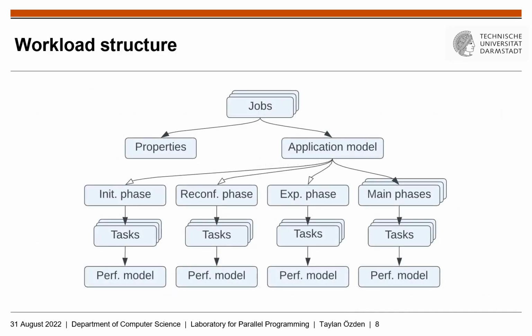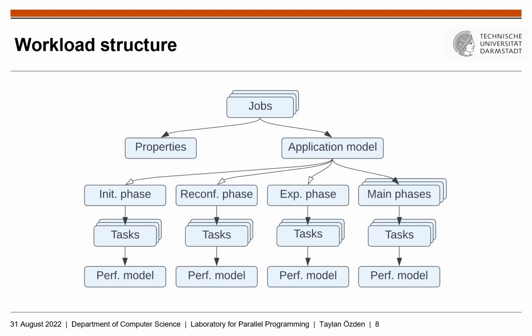Okay, so here you can see our proposed workload structure. On the very top, you can see a set of jobs, which constitutes the workload, the simulation scenario, and each job holds certain properties. You can also see that each job has a so-called application model, and staying on the right side of the figure, the application model comprises multiple phases, and each phase can hold multiple tasks. So while phases are an organizational structure, tasks are low-level activities such as computation tasks or I/O tasks.